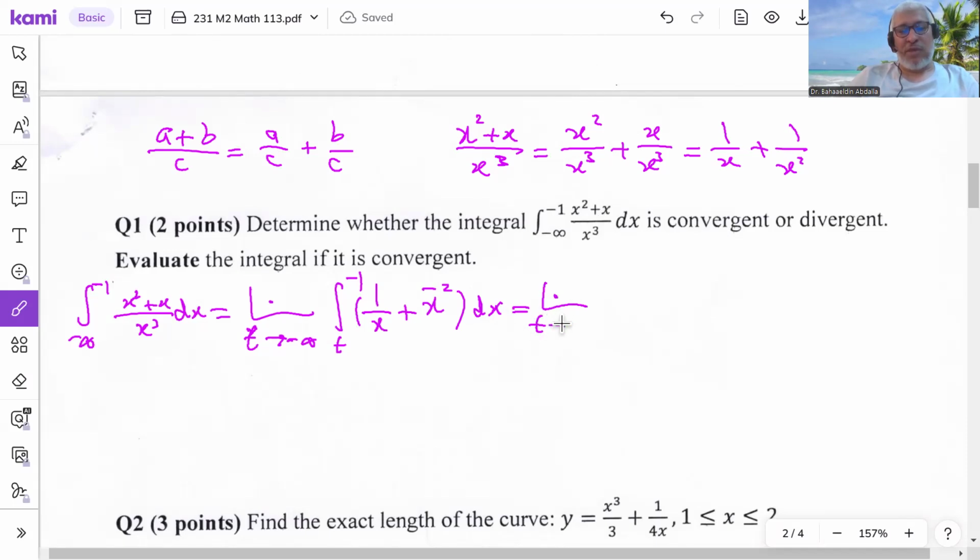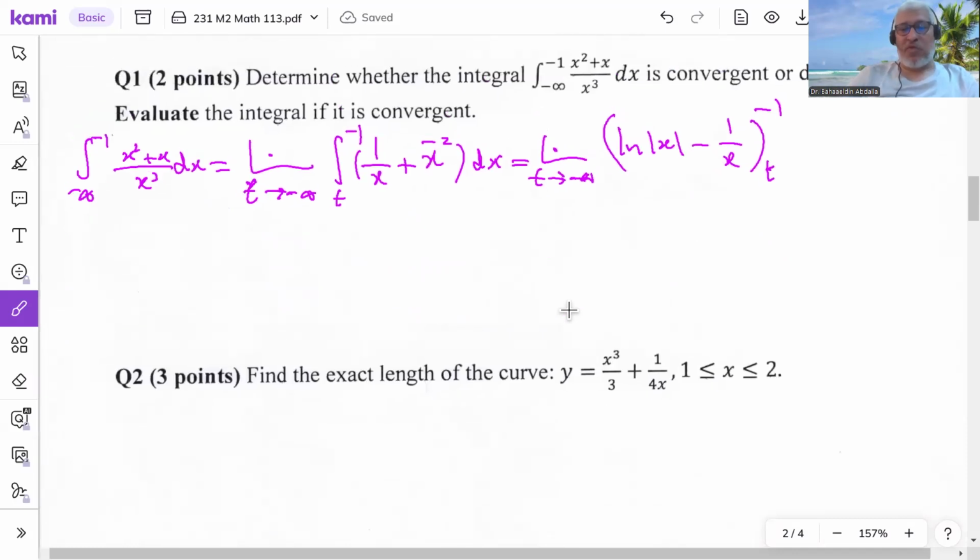Now this would be the limit as t approaches negative infinity of the integral of 1 over x, which is ln absolute value of x. The integral of x to the power negative 2 is x to the power negative 1 over negative 1, since you add 1 to the power. I can write this as minus 1 over x, bringing x to the power minus 1 down. So I'll have negative 1 over x from t to negative 1.